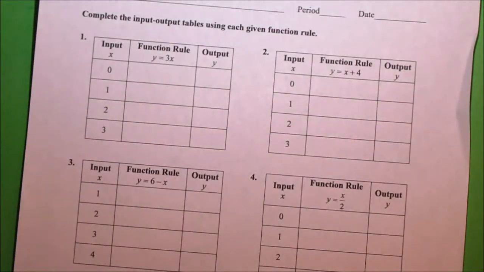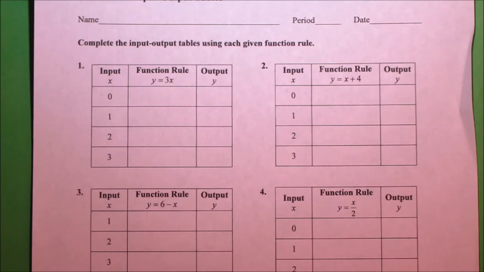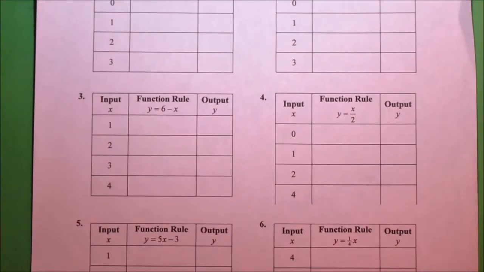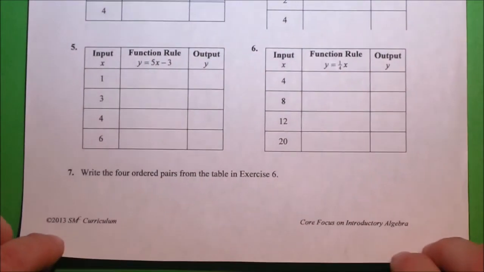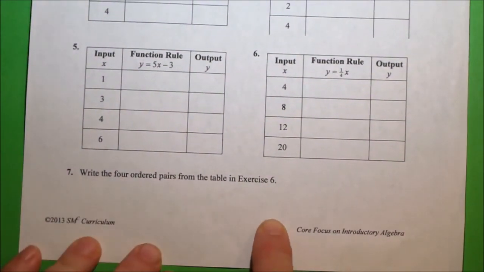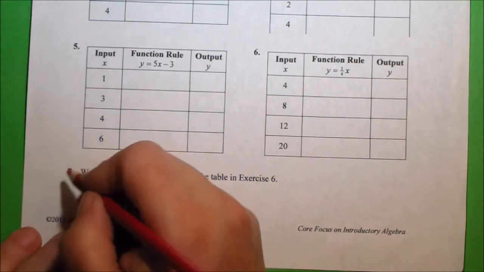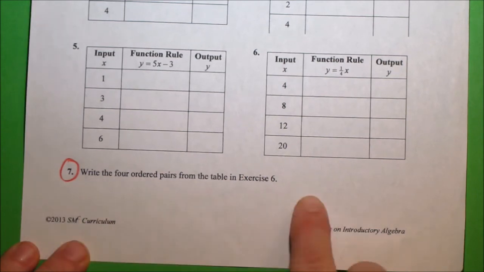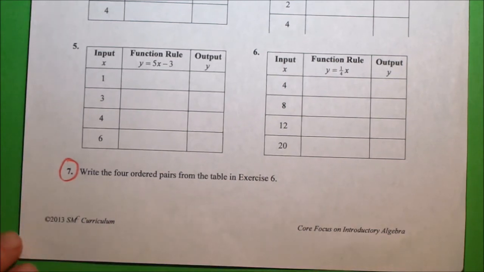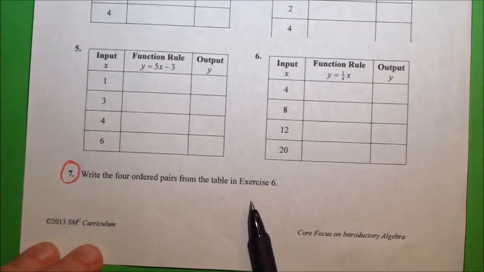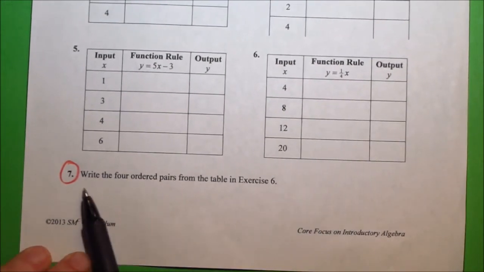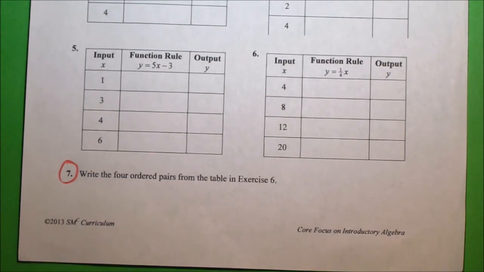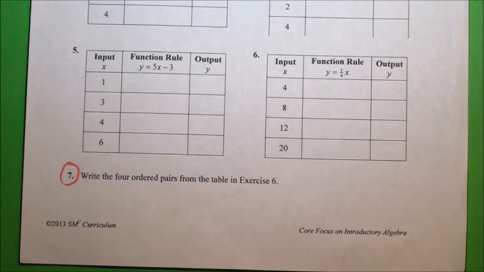Let's take a look at your worksheet. Your worksheet, very simple. So you've got 6 input-output tables, just like what you were doing in your notes and your practice problems. This number 7 down here, right now, if I were you, take your red pencil or whatever you got and circle number 7. Students often don't see this one and miss it. It's very simple. Just write the 4 ordered pairs from the table in exercise 6. That's the last table that you did. Don't forget to write those 4 ordered pairs. That could be one that is graded, and you don't want to miss it just because your eyes just didn't see it. Okay.